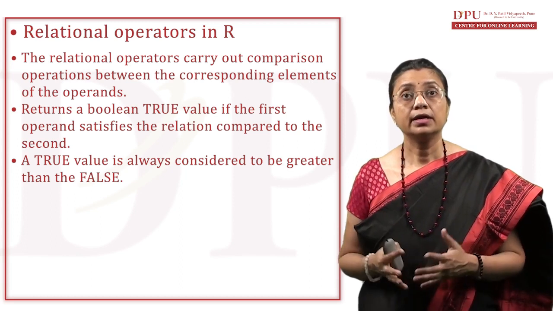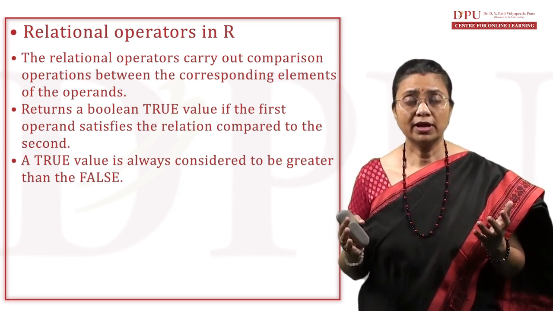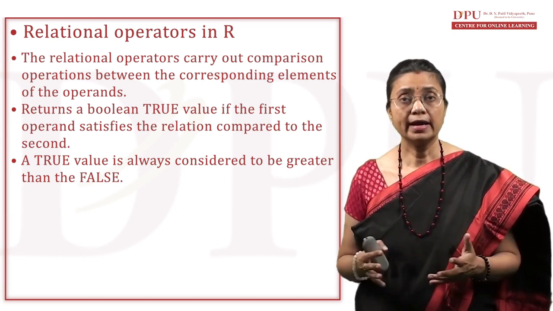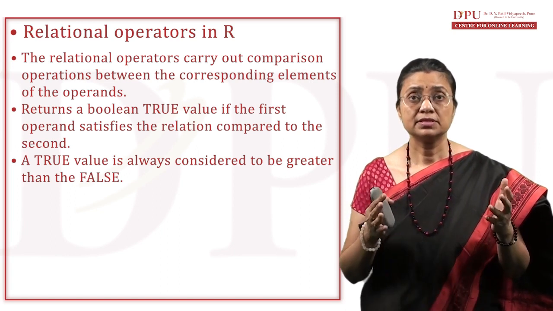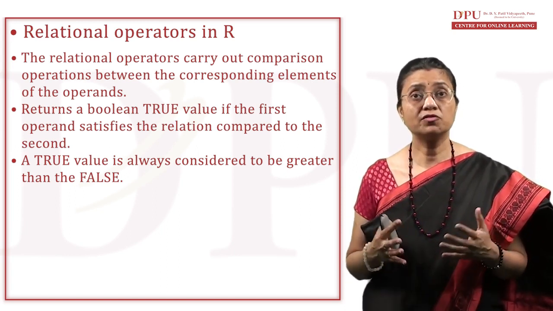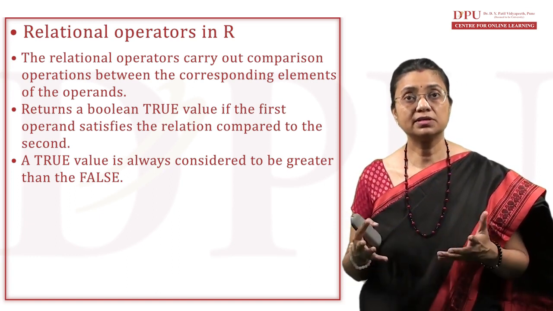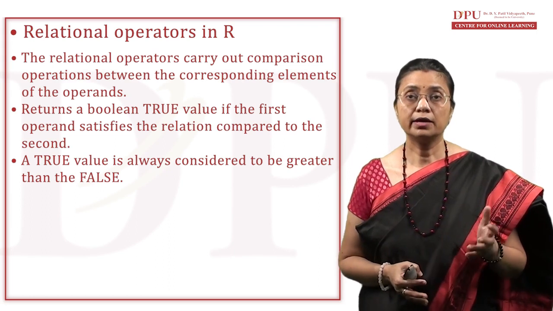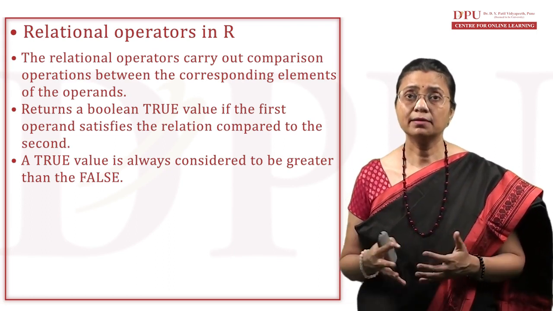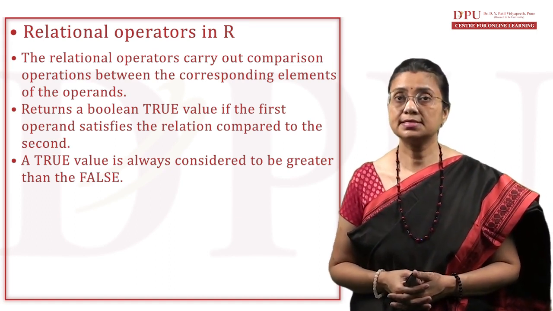I can say if A is greater than B, and the value of A is 5 and B is 0, again true. I can say if the salary is greater than 10,000, true. So that is how we compare values. We compare two values and return a Boolean value. A true value is always considered to be greater than false. Why? Because true is represented by 1 and false is represented by 0.